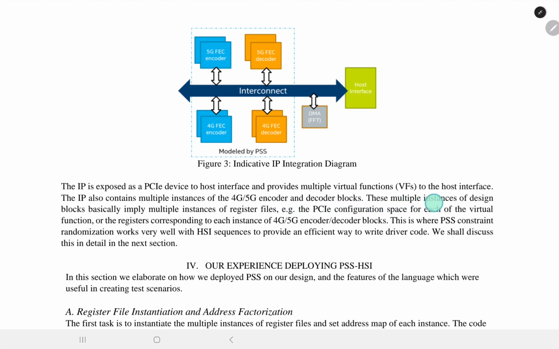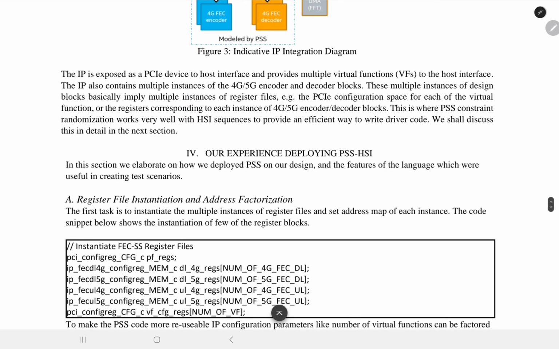So these multiple instances of the design blocks basically imply multiple instances of the register files. For example, the PCIe configuration space for each of the virtual functions, or registers corresponding to each instance of 4G and 5G encoder and decoder blocks. This is where PSS constraint randomization works very well with HSI sequences to provide an efficient way to write driver code. We shall discuss this in detail in the next section.